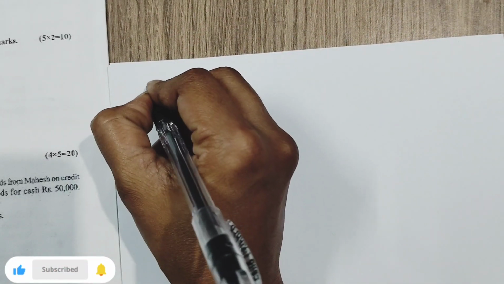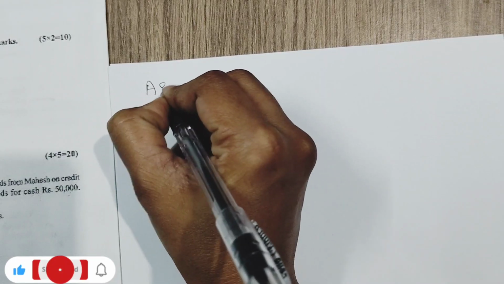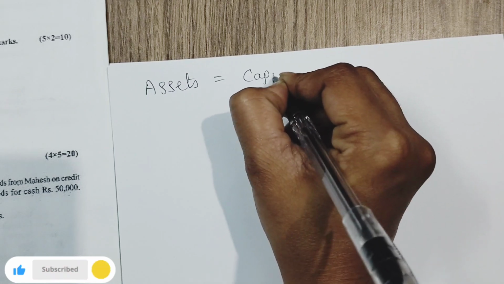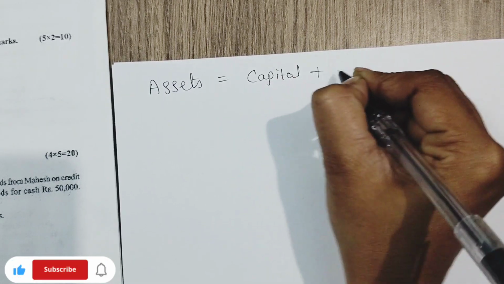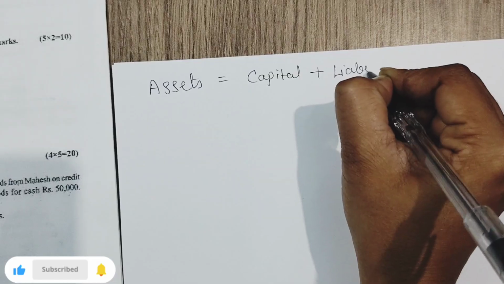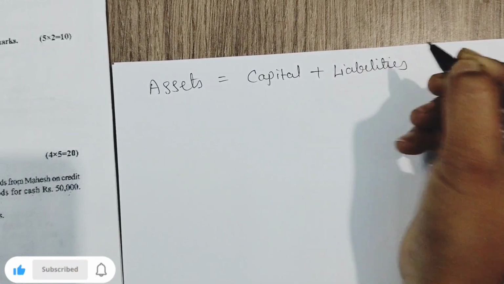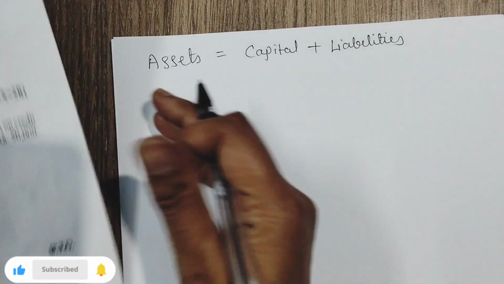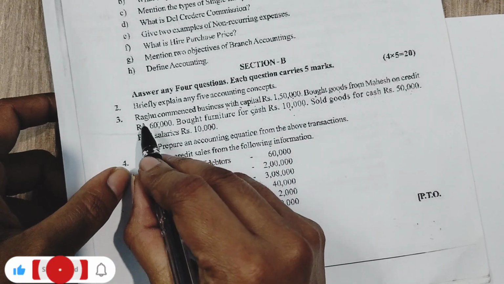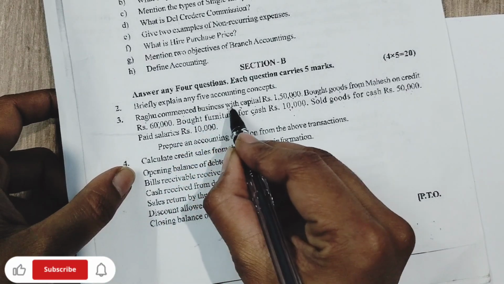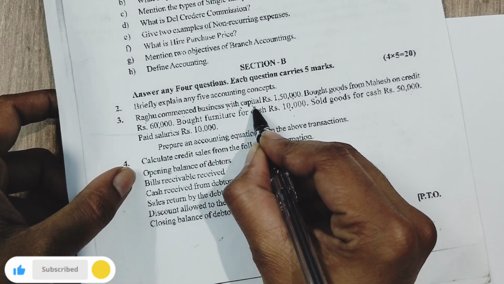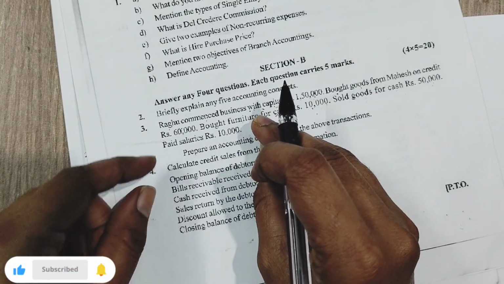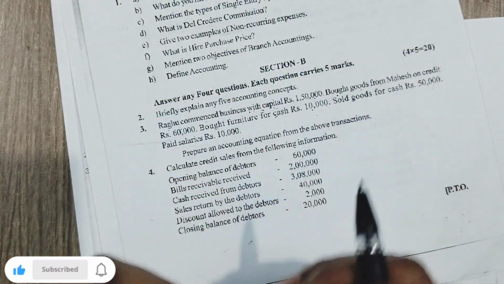Okay. What is the formula? Asset is equal to capital plus liabilities. This is the equation. Now, the first transaction. What is the first transaction? Raghu commenced business with capital. See, capital, when you bring cash and invest it into the business, the cash is called the capital.